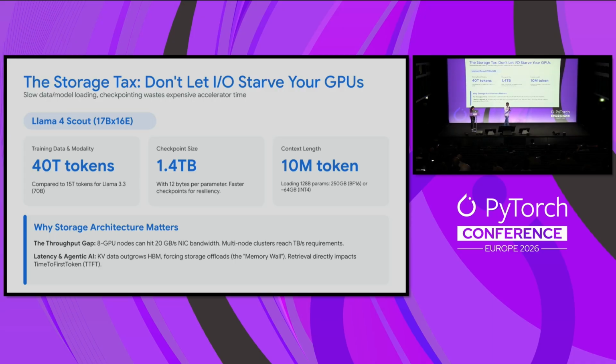And if you consider 12 bytes per parameter, the checkpoint size can go up to 1.4 terabytes. Even though it's 17 billion active parameters, the total number of parameters is 109 billion, so the checkpoint size can be 1.4 terabytes. And with GPU cluster reliability, you might want to save the checkpoint as frequently as every 5 minutes. So you need to store a checkpoint of 1.4 terabyte size in 5 minutes.